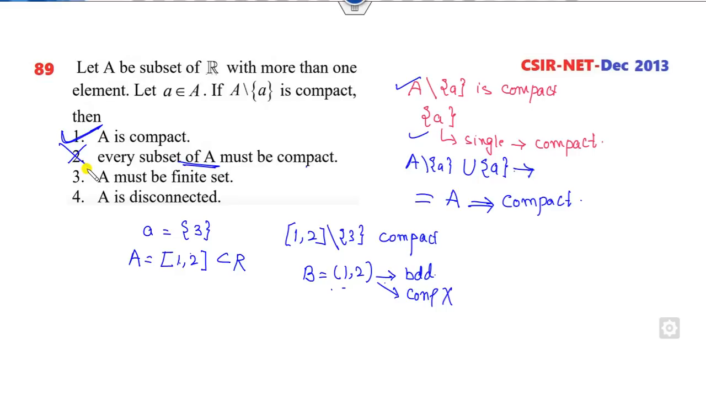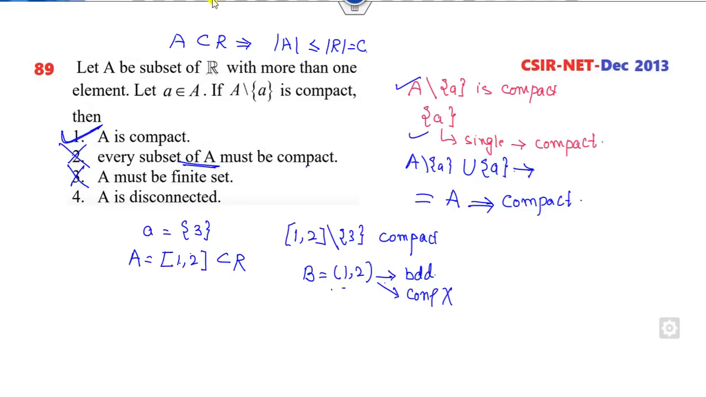A must be a finite set. That is not true. A is a subset of R. What is the cardinality of A? It is less than the cardinality of R. That is the Cantor number. So this is uncountable. So this is not a finite set. That is not true.